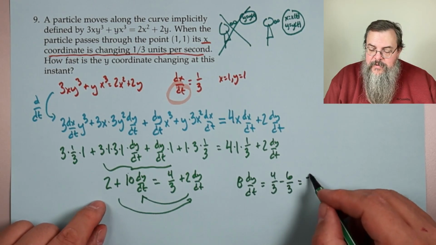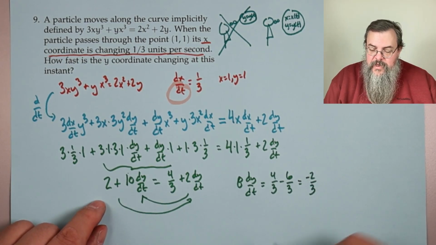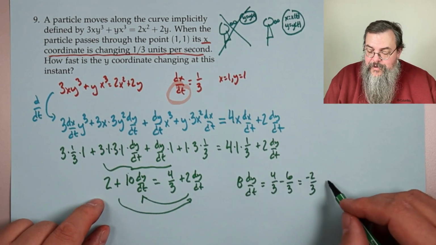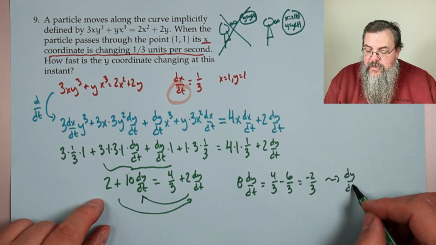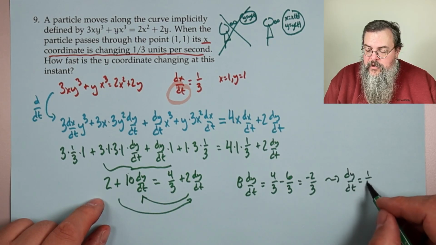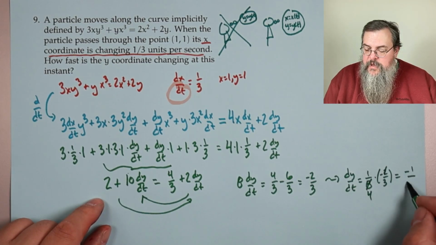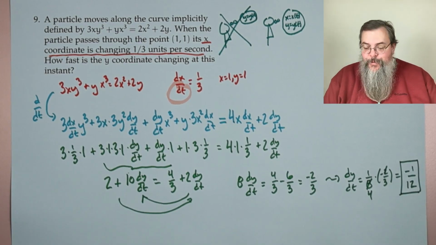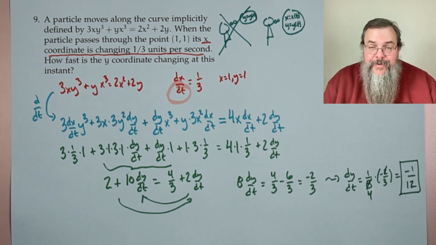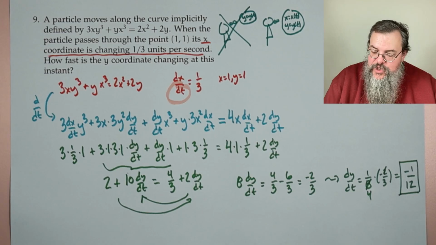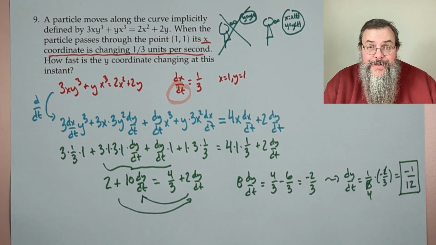And that's negative 2/3. Finally, because we're very close, divide by 8. So we say, dy dt is 1/8 times negative 2/3. Well, we can do a little bit of work here, and we end up with minus 1 over 12. So minus 1/12. And that's our answer. There we go. So our y-coordinate is changing at a rate of negative 1/12.